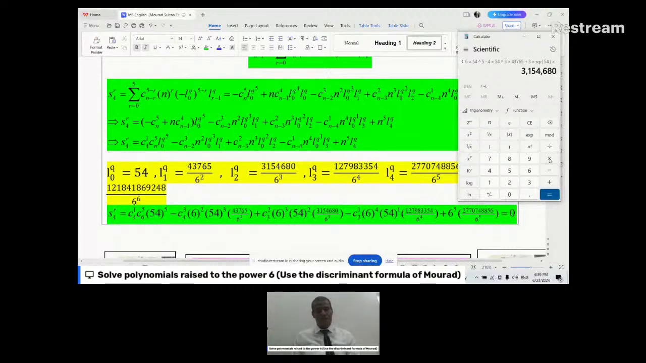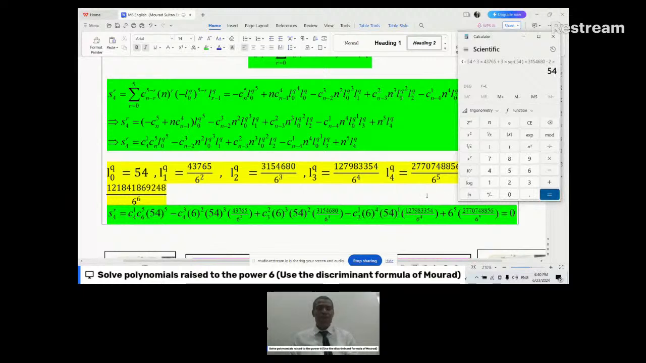3,154,680. Good. Now, minus what, learners? There is a negative sign, simply because here is a negative sign. Minus combination 2 choose 1, which is 2. Minus 2 times what? 2 times 6 raised to the power 4 divided by 6 raised to the power 4. It will be cancelled out, because the ratio is 1, so you can reject these two terms. So multiply by only 54.